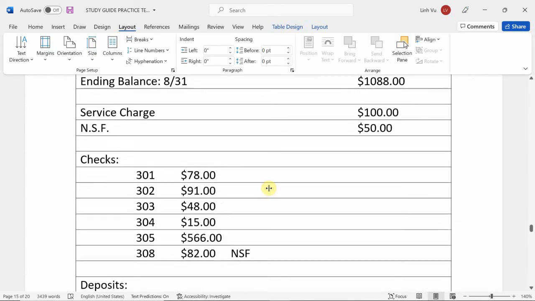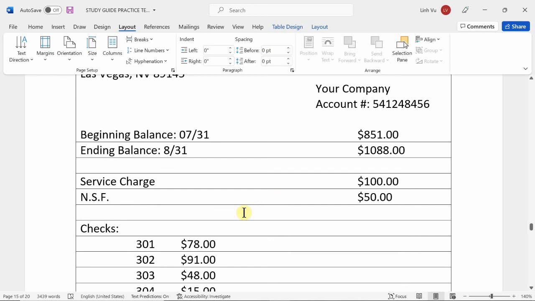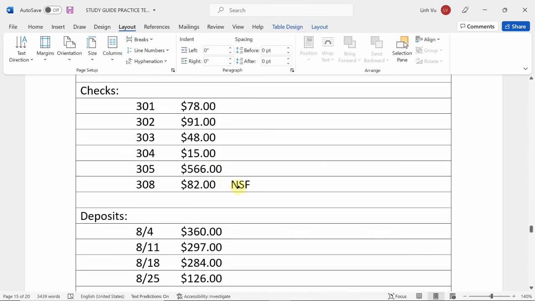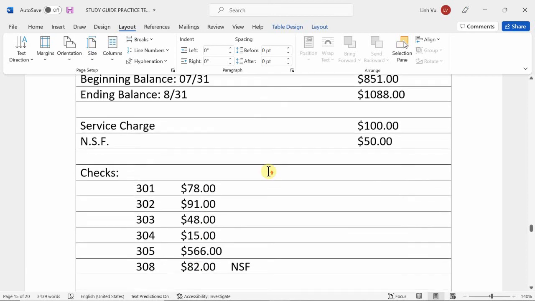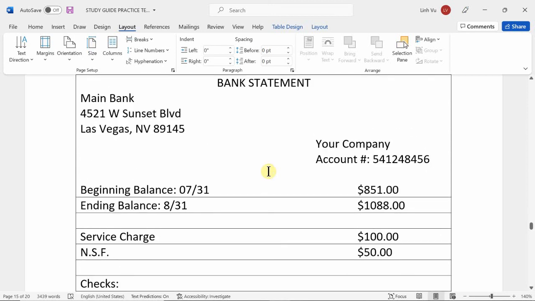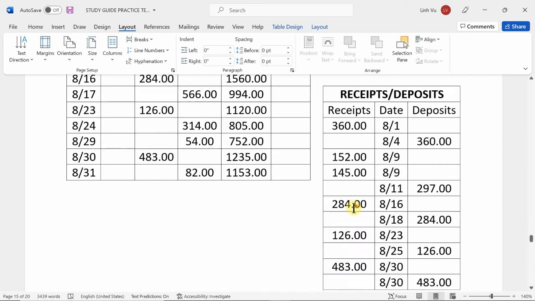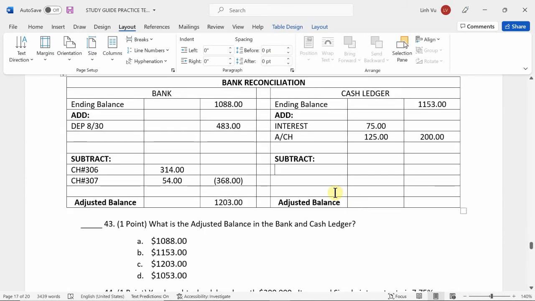Correct. So let's take a look at my bank statement. In this case, I only got charged a service charge and one NSF because if you look here, I didn't have enough money, so they wrote it in for me. But it didn't return or bounce, so that means they pushed it forward. So in this case, let's take a look. My service fee was $100 and my NSF they charged me was $50. So in this case, I need to subtract $150.